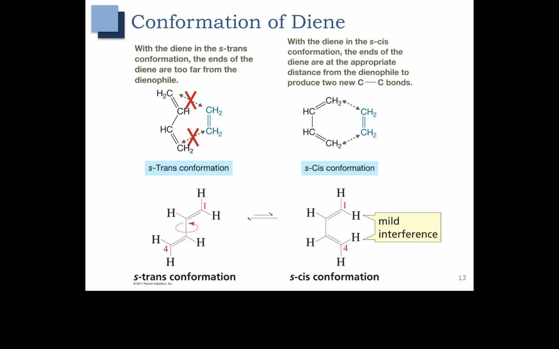There is a mild interference, and you can see the bumping here between the two hydrogens. The S-trans is preferred, so you do have to get over a hump or an energy barrier in order to get to this S-cis conformation. That means that if you make your hydrogens bigger groups, this is going to be a lot harder, and it's going to make the Diels-Alder reaction not proceed as well.